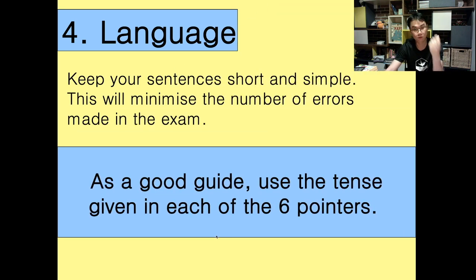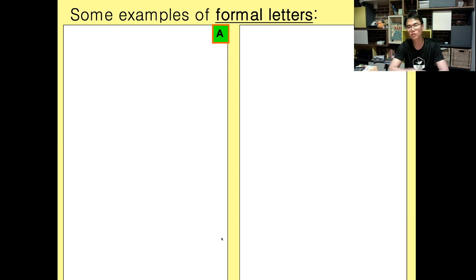Right? And of course, remember to use the tenses that the 6 pointers are written in. If the 6 pointers are written in the past tense, please follow exactly according to their tenses. That way you will never go wrong. Right? So let's take a look at some examples of formal letters.